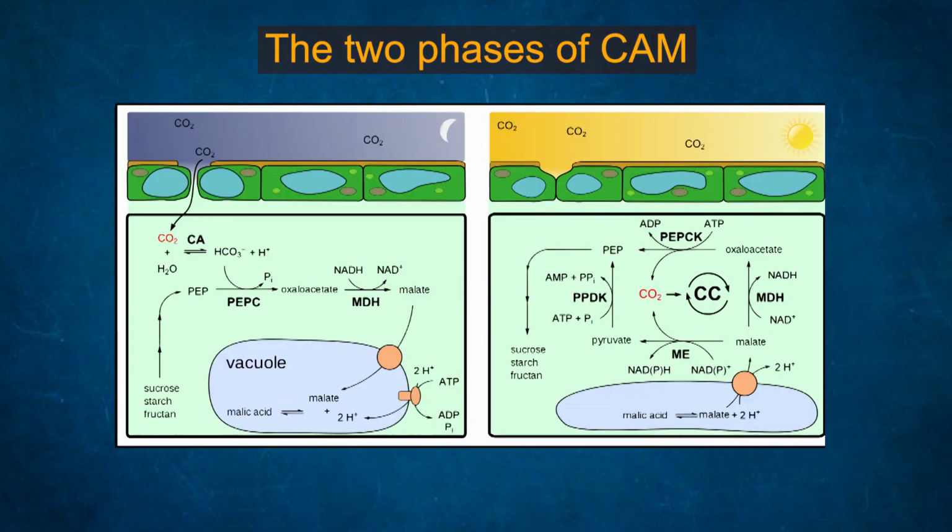What happens is during night time, when the stomata is open, the carbon dioxide gets in and that will be converted to oxaloacetic acid, or basically this carbon dioxide or the bicarbonate will be utilized by phosphoenol pyruvate to produce oxaloacetic acid, and the malate dehydrogenase will convert the oxaloacetic acid to malic acid, and this malic acid will be stored inside the vacuole.